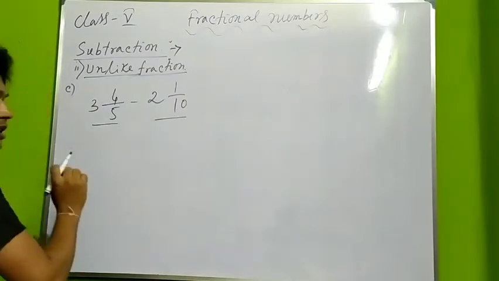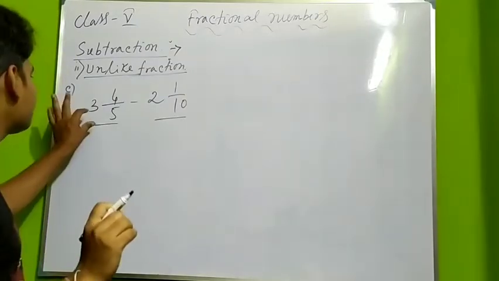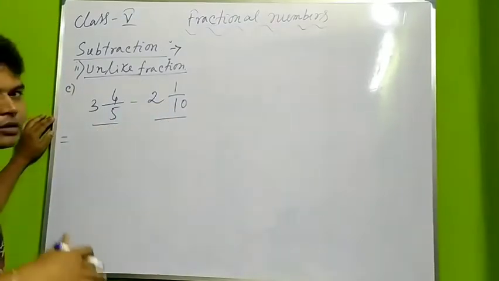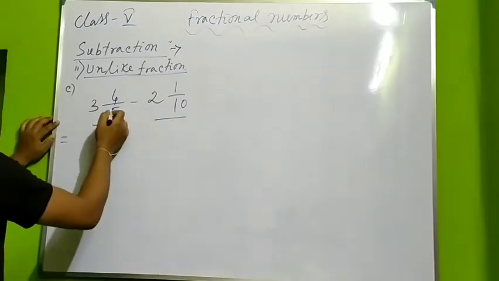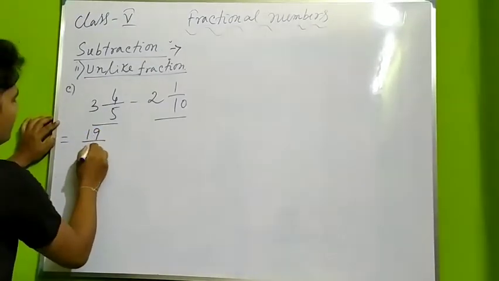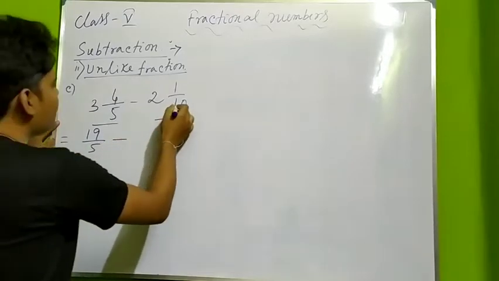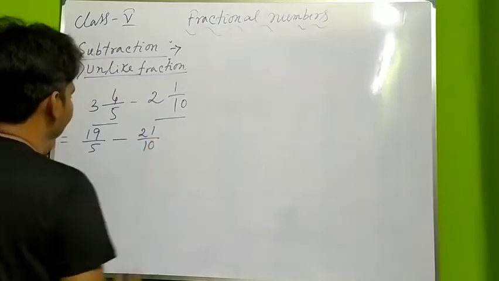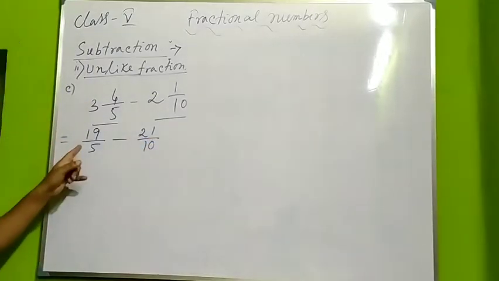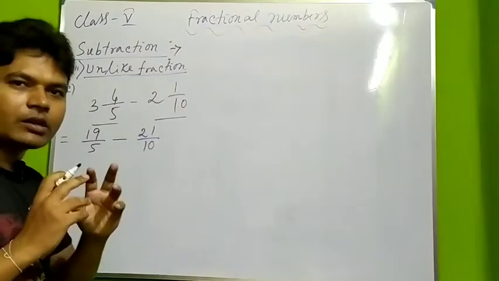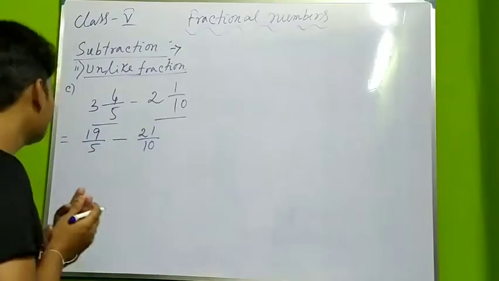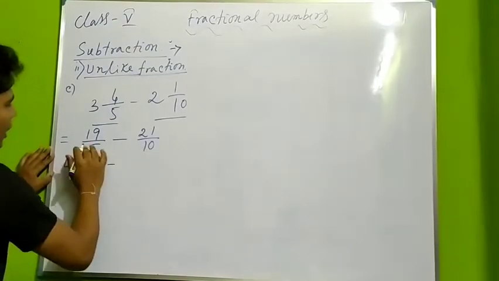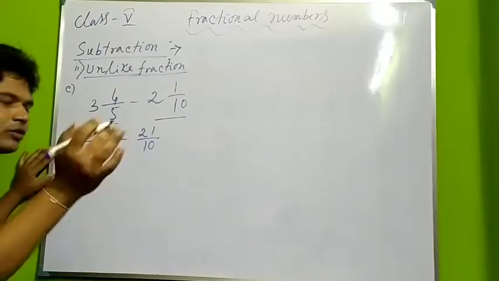So here the first step is to convert this mixed number into an improper fraction, and you know very well how to convert this. 3 into 5, 15 plus 4, 19. So 19 by 5 minus 2 into 10, 20 plus 1, 21 by 10. Okay, so that is the first step. At first you have to convert the mixed number into improper fraction. Then you take the LCM, because now we have to convert these unlike fractions into like fractions.